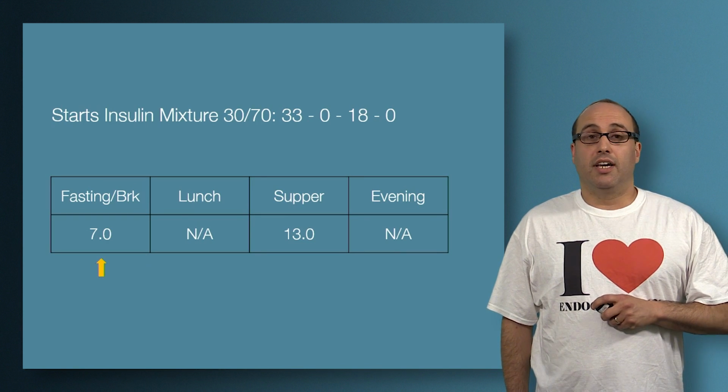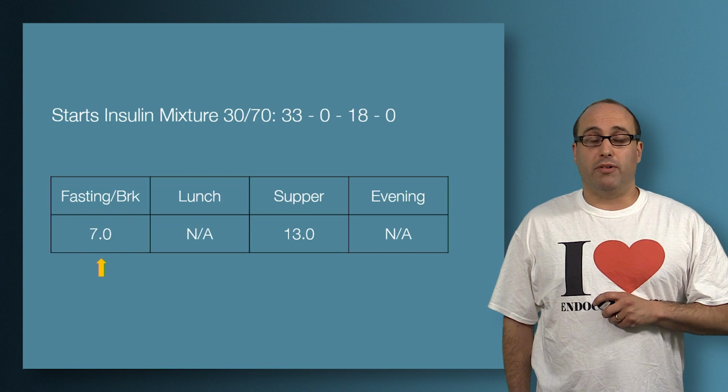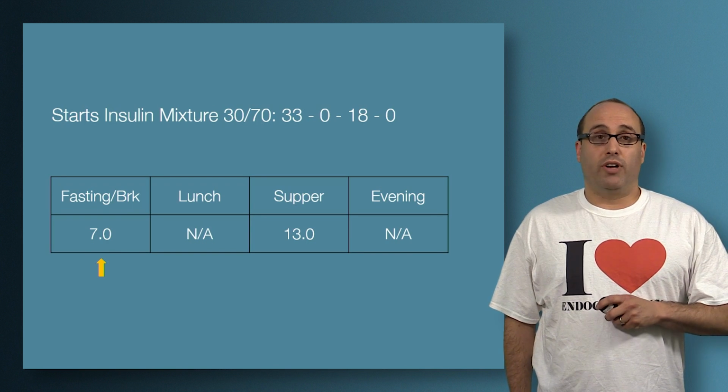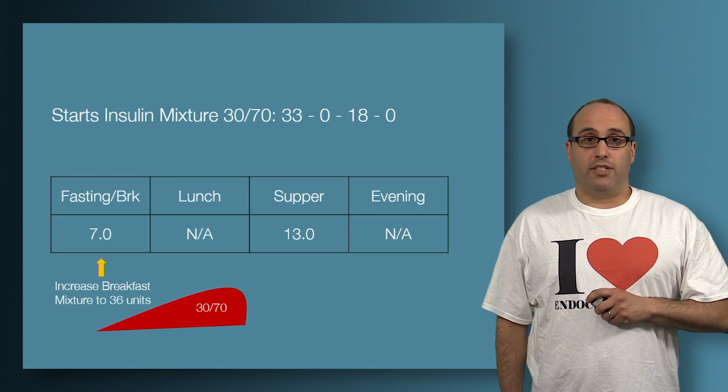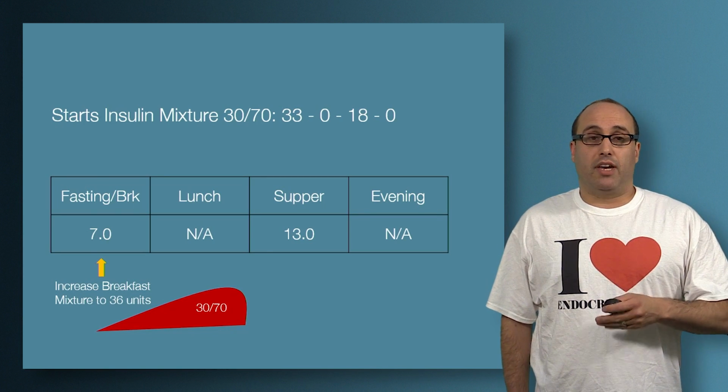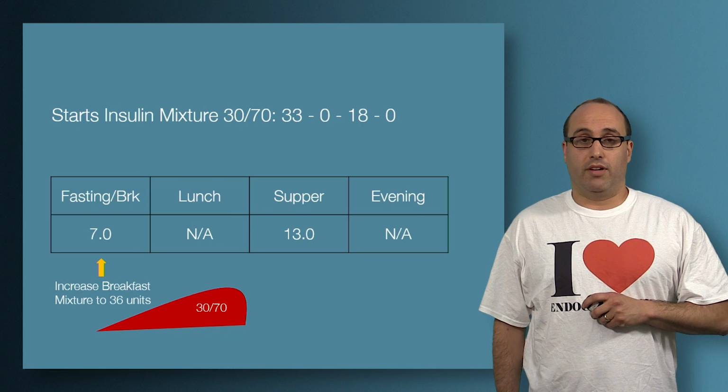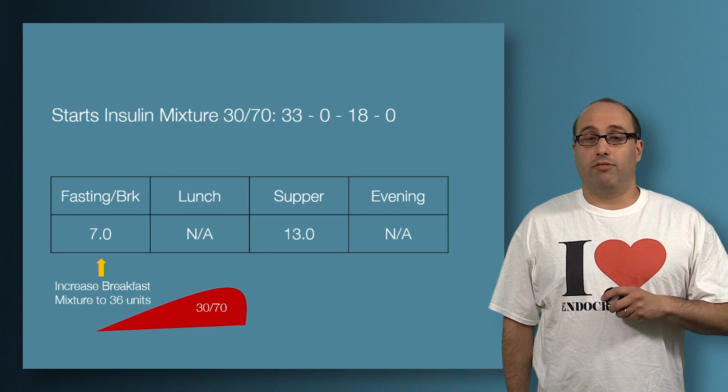The answer is that the insulin acting before supper is actually from the morning injection. So this injection, or this dose, needs to be increased. And so we make an adjustment and ask him to take 36 units before breakfast so that he can arrive at dinner with a normal blood sugar.